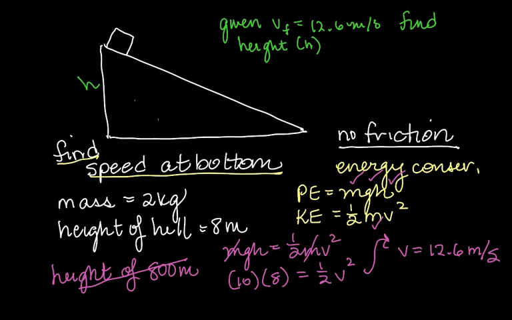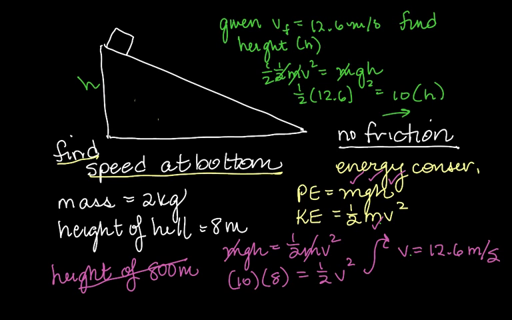Okay, so once again, we know that 1/2 mv squared is equal to mgh. The m's go away. Oops, the 1/2 did not go away. And we have 1/2 times 12.6 squared equals 10h. And putting that in our calculator, we get h equals 7.94, which does agree within rounding errors.